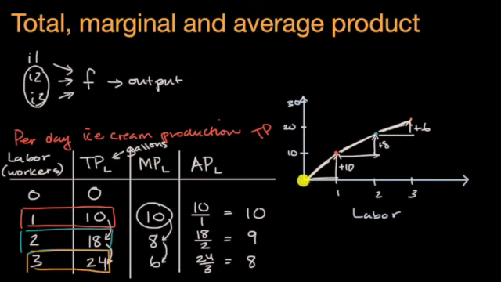So in general, if you see total product as a function of labor, or total output as a function of labor, and the curve is getting less and less steep, well, that tells you that your marginal product is going lower and lower, and you're getting diminishing marginal returns.